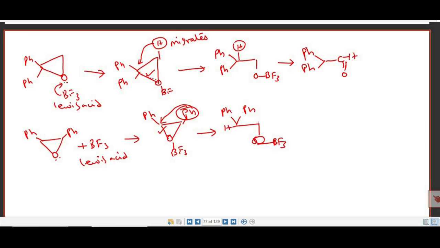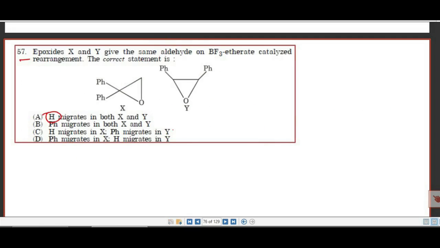So you will have Ph here, O, BF3. It's O, BF3. Here it is a plus. So this gives the product. This also gives an aldehyde. It's a PhCHO, so the same aldehyde. The product is the same. In X, hydrogen migrates. In Y, Ph migrates. Hence the answer C is correct: H migrates in X, Ph migrates in Y.